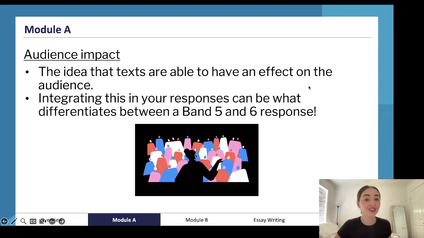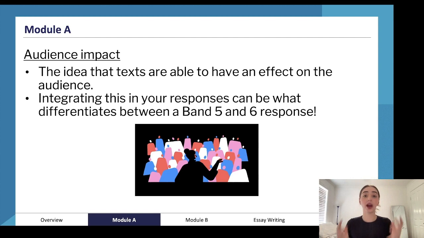Okay, as you can see, this is the importance of knowing the rubric really, really well, because it's literally asking you to focus mostly on audience effect. What does this actually mean? This doesn't mean that your body paragraph should only talk about audience effect. However, you should be building up to it.